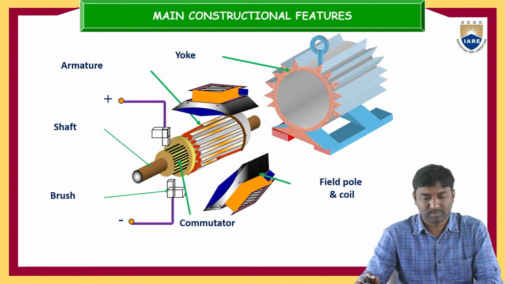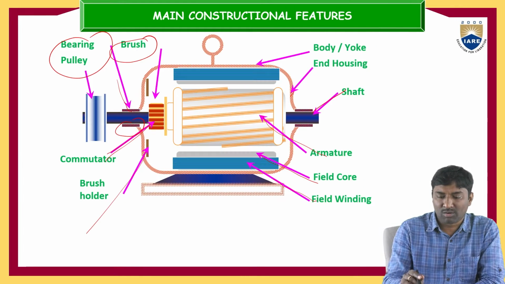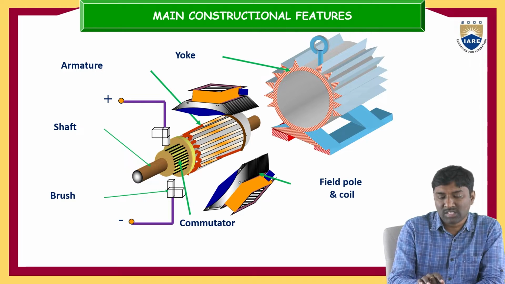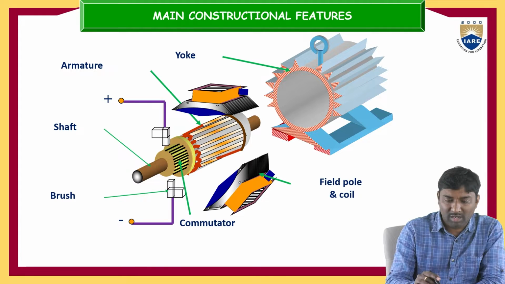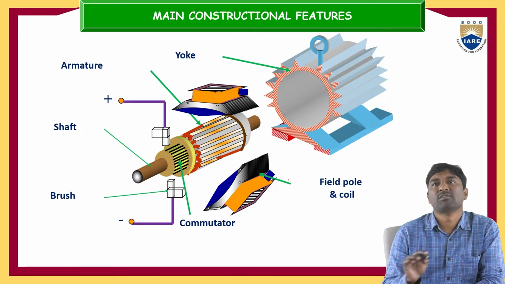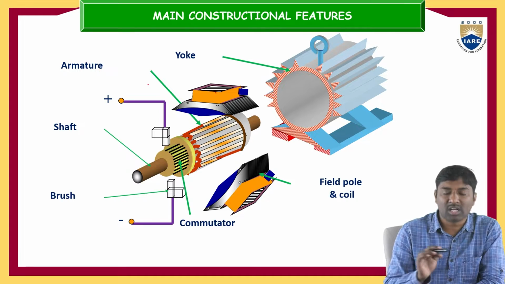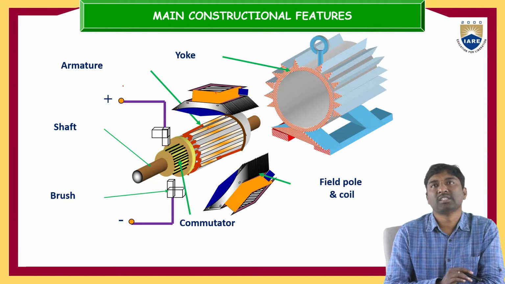Now you can observe this is the closed diagram. This is the opened diagram. This is the yoke, the upper part of the DC machine. And if we remove all these things, what we get here are the field poles or field coils. And this is the armature coil and armature winding.